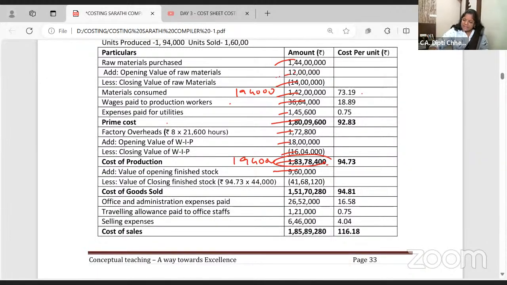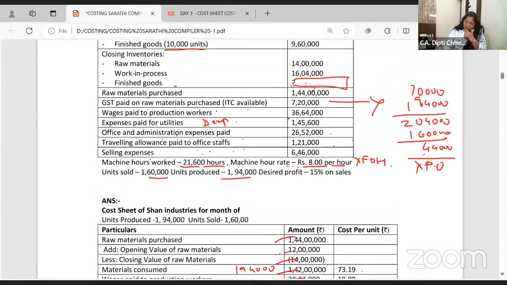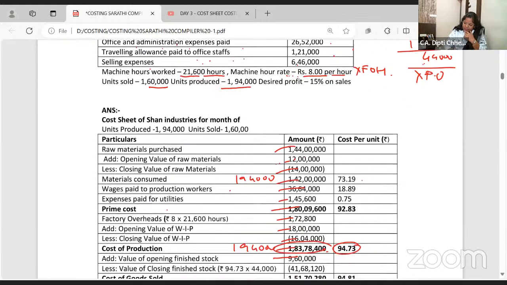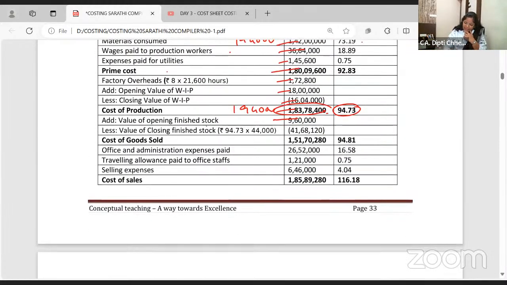183, 78, 400 divide by 1,94,000. So per unit cost, why do you need for closing stock? Opening stock is given 10,000 units, 9,60,000. ये तो दिया है 10,000 units. Closing 44 कैसे आया? Clear है ना?